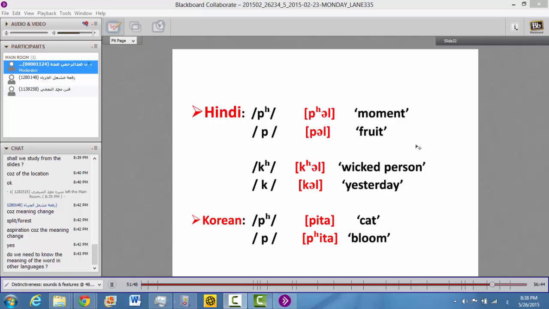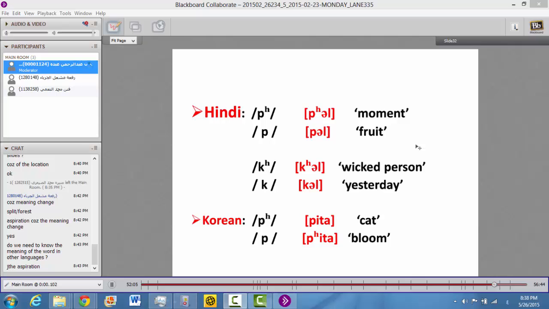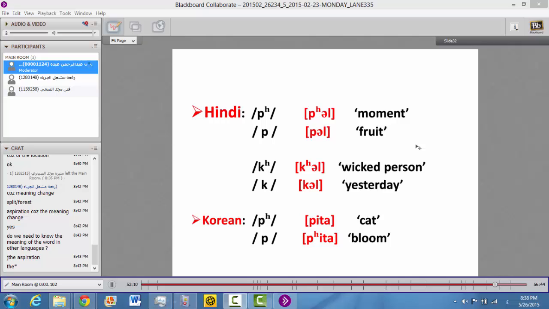No, you don't have to memorize this. I give you the data. So here, kal and pal, one means moment and one means fruit. So what makes the difference between these two words? The aspirated pa and the unaspirated pa, because they are phonemes in this language. The same goes for kal and kal, which mean wicked person and yesterday. So again here we have the pa and the ka also, the aspirated form and the unaspirated form are considered phonemes.